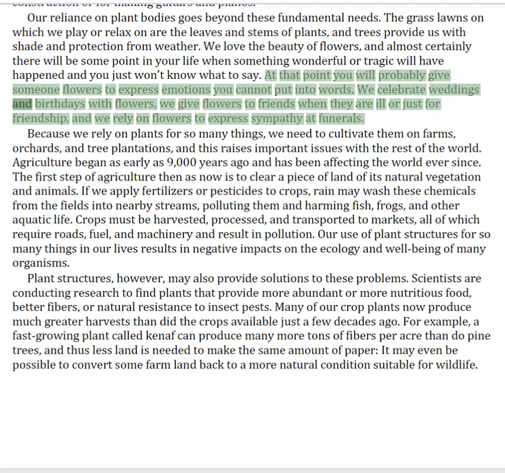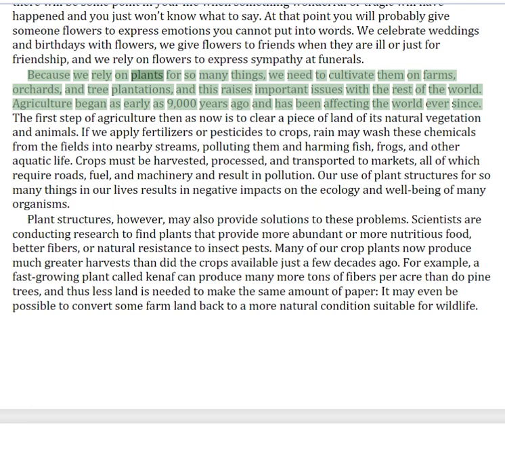We celebrate weddings and birthdays with flowers, we give flowers to friends when they are ill or just for friendship, and we rely on flowers to express sympathy at funerals. Because we rely on plants for so many things, we need to cultivate them on farms, orchards, and tree plantations, and this raises important issues with the rest of the world.